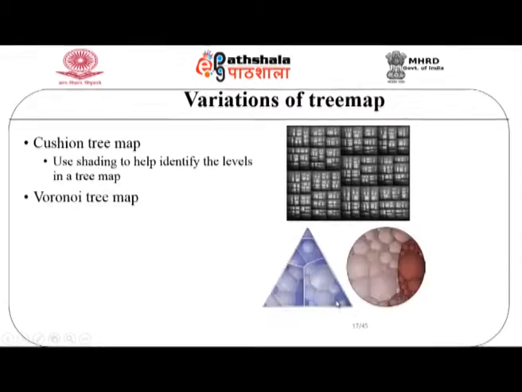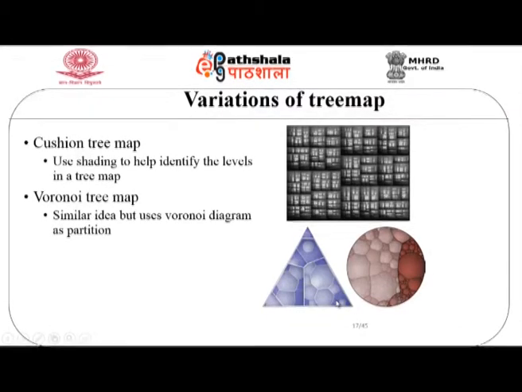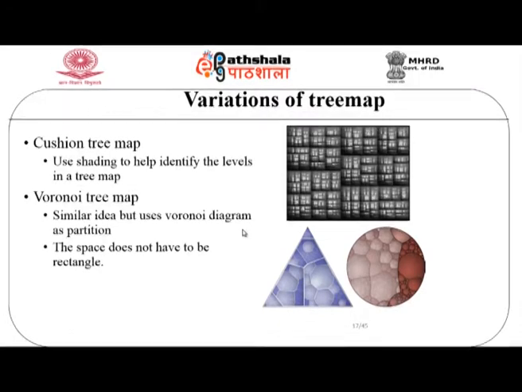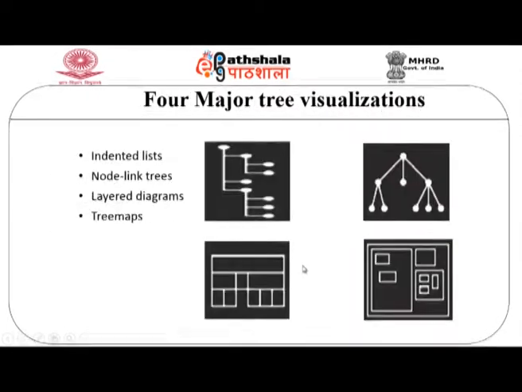Next is the tree map. There are various variations of tree map. One is a cushion tree map, which uses shading to identify the levels in a tree map. This is a tree map diagram. Later on we will come to know what a tree map is. Then there are Voronoi tree maps, which are a similar idea but use a Voronoi diagram as partitions. The space does not have to be rectangular in the case of Voronoi tree maps, because usually in a tree map the space is represented as a rectangular space, whereas in Voronoi tree maps we can see that the space is not represented as a rectangular space.